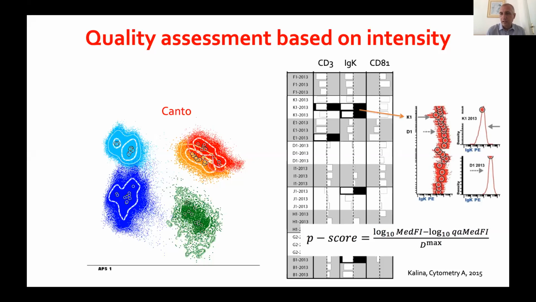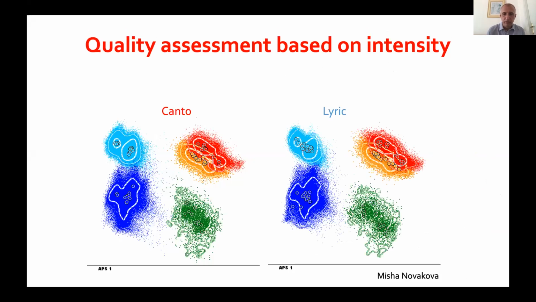And if our measurements are either too high or too low, we can track down what the problem is, if it's a reagent, if it's the instrument setup, or whatever else. So we use it now on a regular basis twice a year.